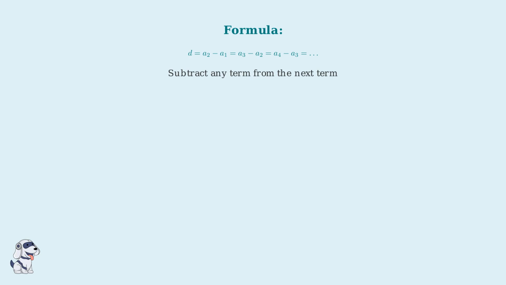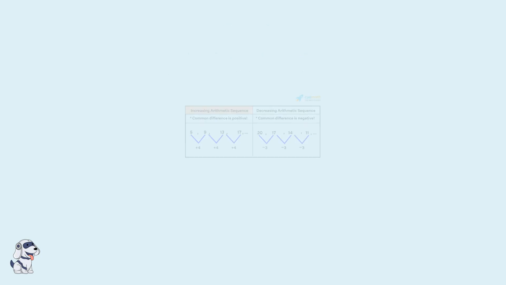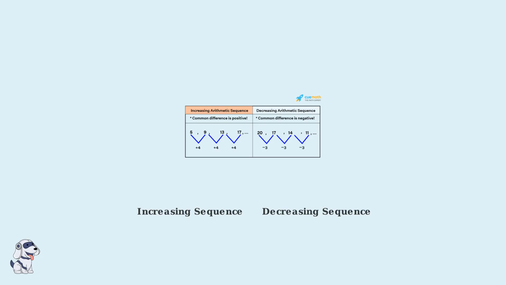This gives us d equals a sub 2 minus a sub 1, which equals a sub 3 minus a sub 2, and so on. Let's see this in action with some examples. Here we have two different arithmetic sequences, one that increases and one that decreases. Notice how each sequence has its own constant difference.